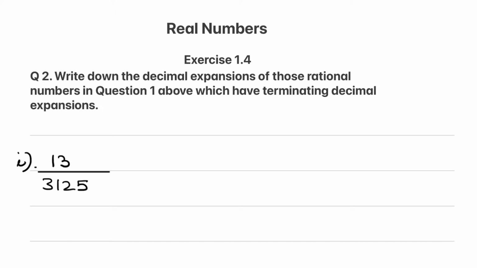In this question we have to write down the decimal expansion of those rational numbers which are given in question number 1, which have terminating decimal expansion. The first one is 13 by 3125. We know this is 13 by 5 raised to the power 5. For finding out the decimal expansion, let's take 13 by 5 raised to the power 5.